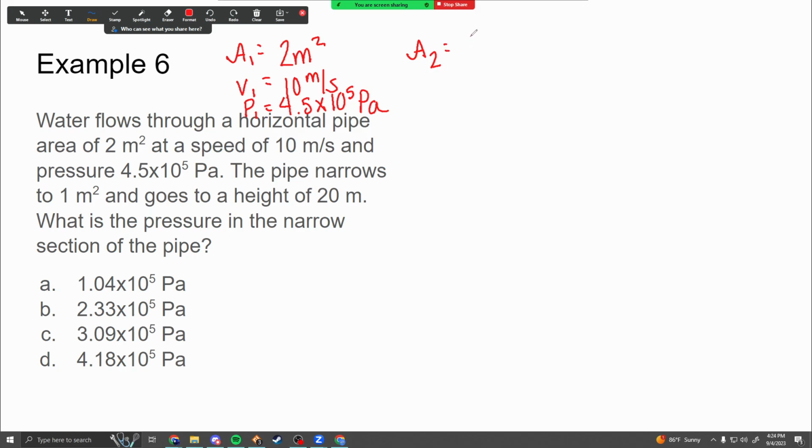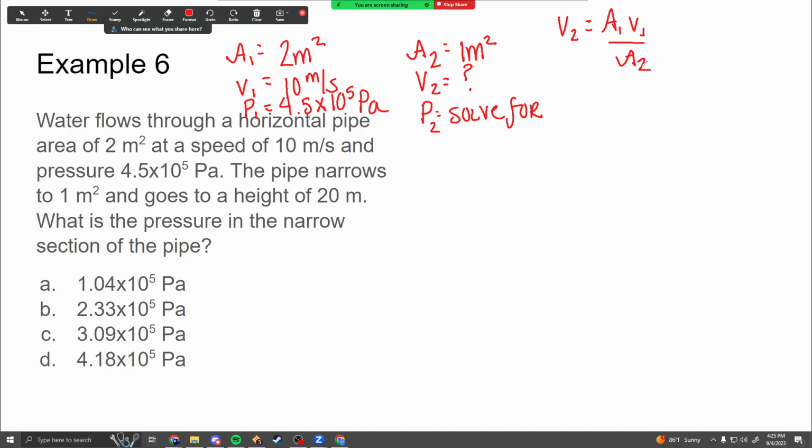So A2, I'm told, is 1 meter squared. V2, I actually don't know, but the nice thing is I can use the continuity equation to figure it out. And we'll do that after. We're trying to solve for P2. That's why we need our continuity equation, because here we have 2 unknowns, but Bernoulli's equation is only one equation. So by employing the continuity equation, we have two equations, two unknowns.